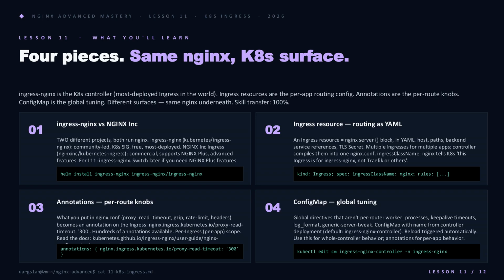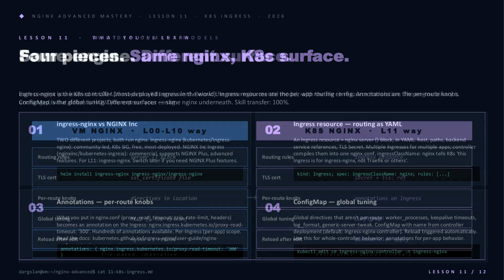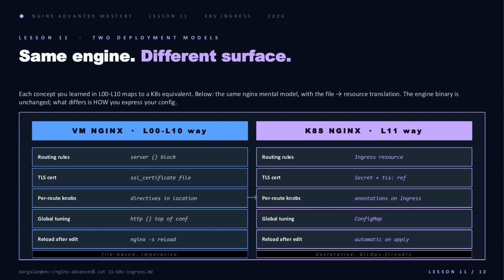reference. Third, annotations. Every directive you used to drop into nginx.conf, like proxy read timeout or rate limits, now rides along as a per-ingress annotation. And fourth, the ConfigMap. Global tuning like worker processes and keep-alive timeouts, edited once and reloaded automatically. Different surfaces, same engine. Now let's line up those surfaces side by side.